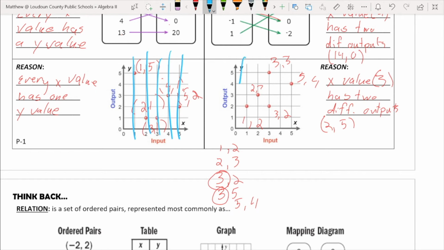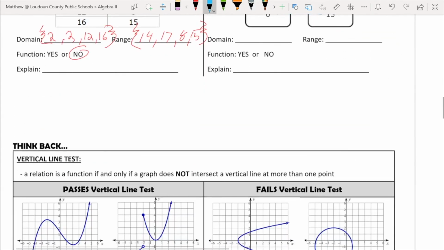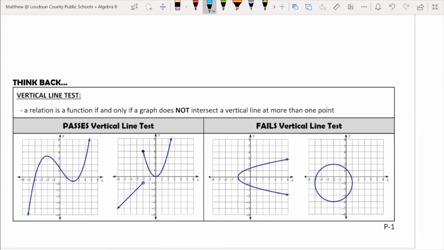So like here, if I did it, since this goes through this point, doesn't go through any other points, this one only goes through 1 point, 1 point, 1 point, 1 point. Now this one goes through 1 point. This one goes through 1 point. If I draw a vertical line here, it went through 2 points. So that's why it's not a function. So we have what we call the vertical line test, which says a relation is a function if and only if the graph does not intersect the vertical line at more than 1 point.